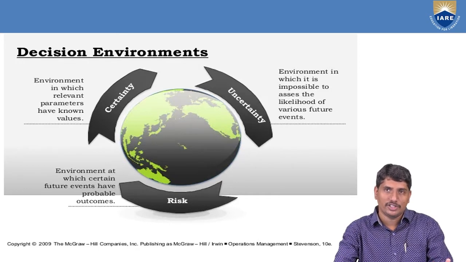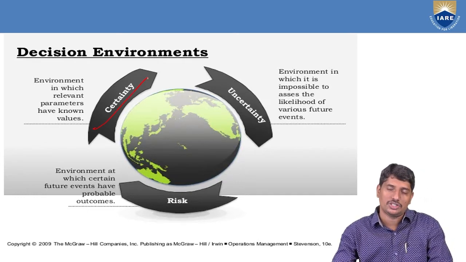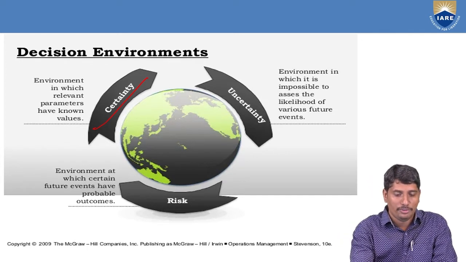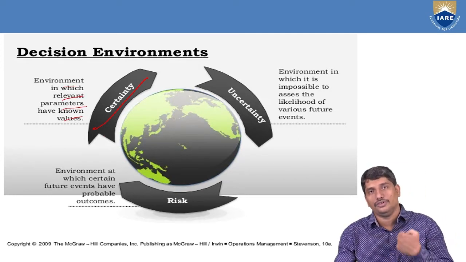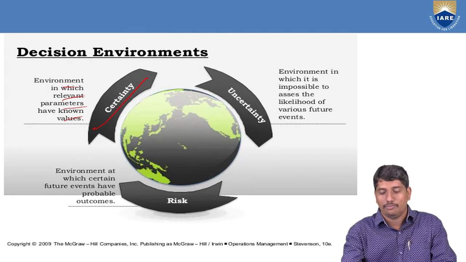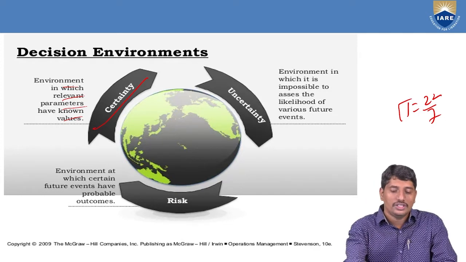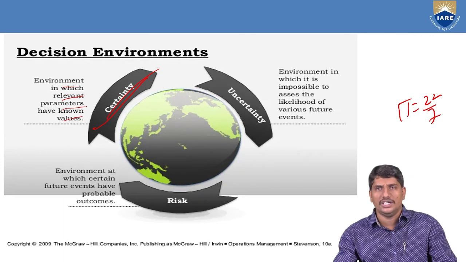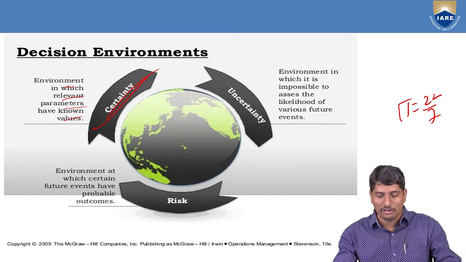There are three kinds of environment, broadly divided. First, certainty: we clearly know what is going to happen in that environment. We are fully aware of the environment, in which the relevant parameters have known values. For all the parameters we have fixed values, like pi is 22/7, so we need not find anything; that is fixed. Every parameter is certain, and we know the values. So we need not make any decision in that. We can easily make the decision without any prior groundwork, so it is not of our interest.